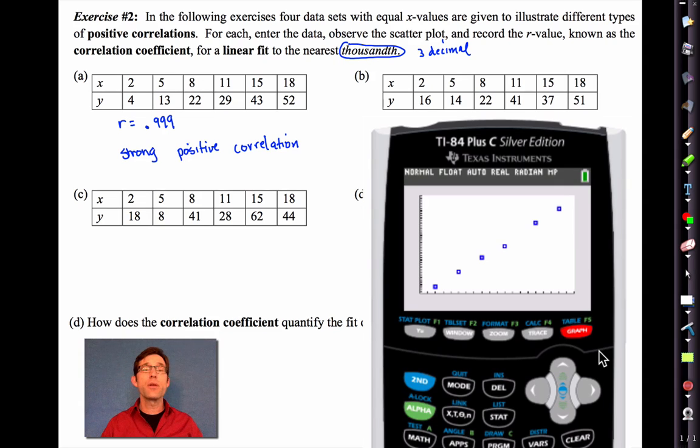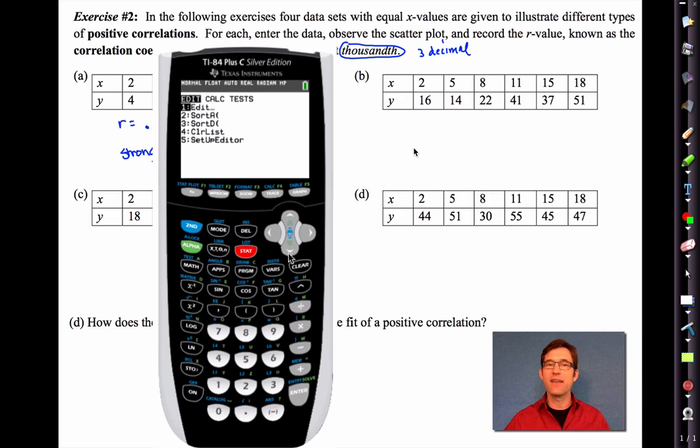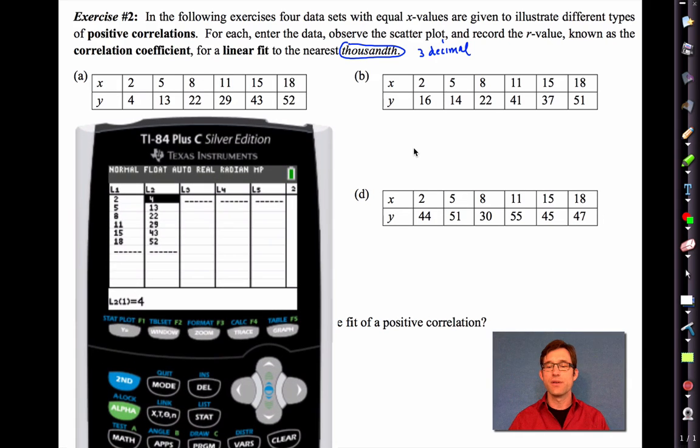All right, now we're going to be able to speed this up a little bit. Okay, we're going to go back into our data list. Hitting Stat and Edit. Okay, we don't have to change list 1 at all. We just have to change list 2. So let's put in 16, 14, 22, 41, 37, 51.